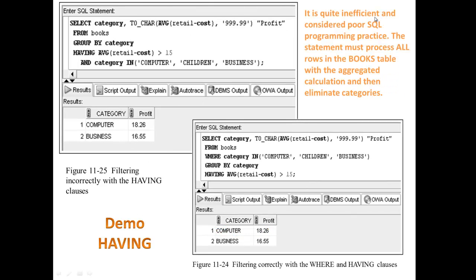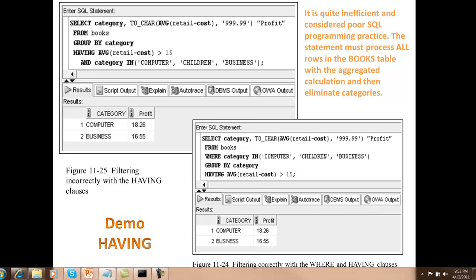This one is quite inefficient and considered poor SQL programming practice. The statement must process all the rows in the books table with the aggregate calculation and then eliminate categories. Something to think about. That is 11-25. This is considered not really good form. Took longer.